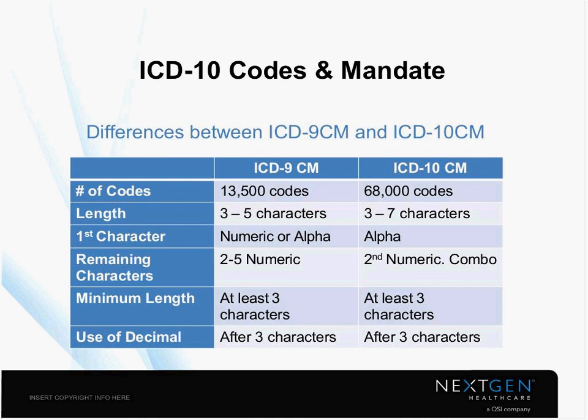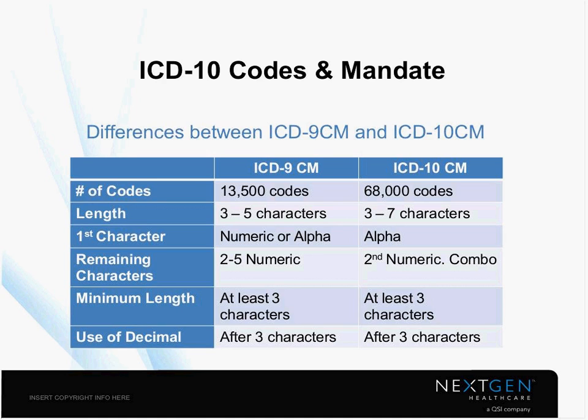We'll grid it to basically see exactly what's going on. Again, 13,000 to roughly about 70,000 codes, 3 to 5 characters versus 3 to 7 characters. In ICD-9, a numeric or alpha character would be the first character, so we would have some B codes, some G codes, things along those lines. Now in ICD-10, every code is going to start with an alpha character. So keep that in mind.